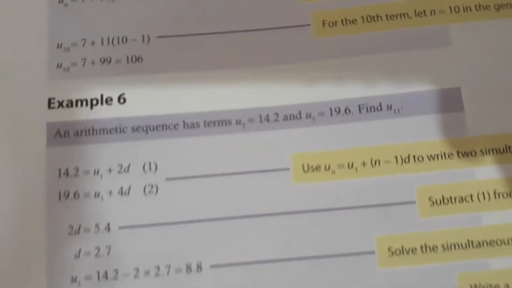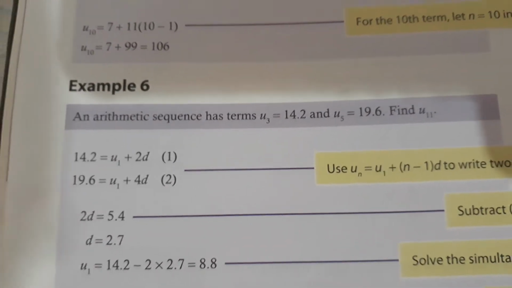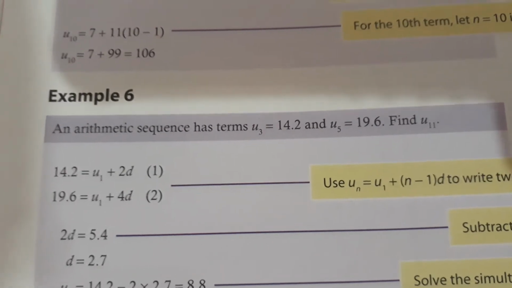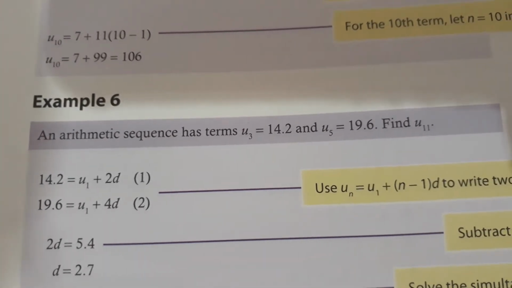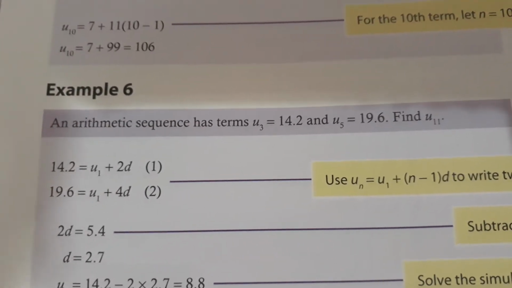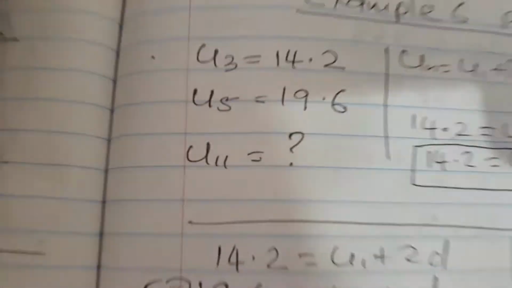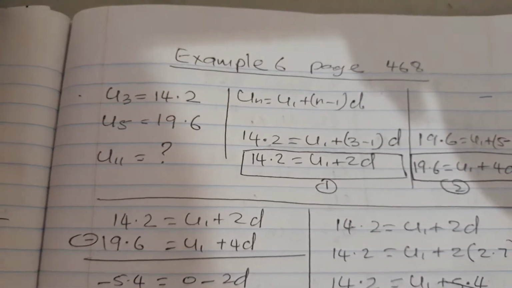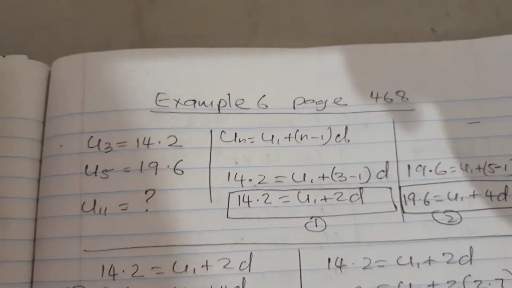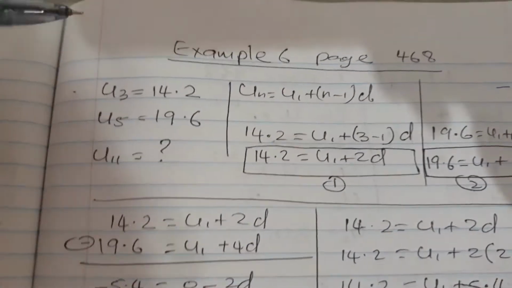So the question in the example says an arithmetic sequence has its third term 14.2 and the fifth term is 19.6. We have to find U11. We can see the consecutive terms are not given, so we are approaching this question a little differently from what you have already done on simultaneous equations.